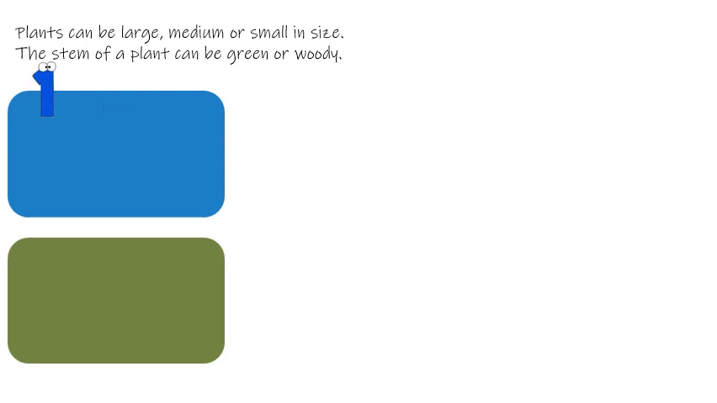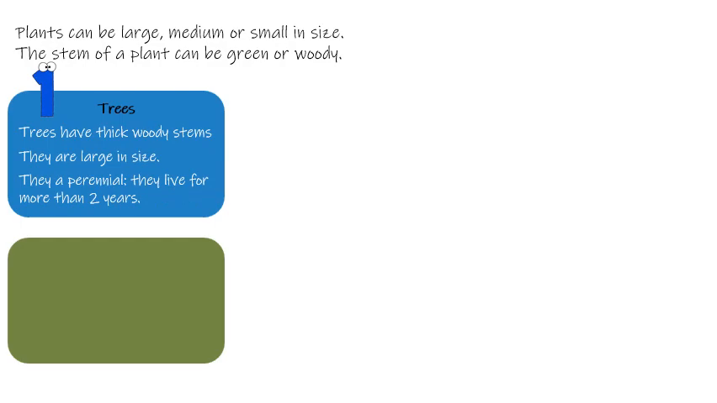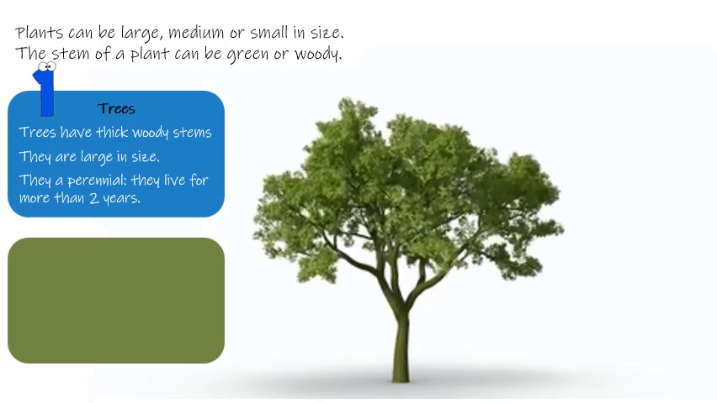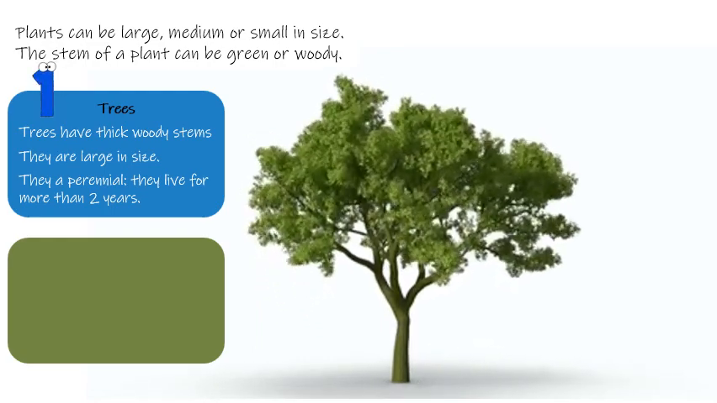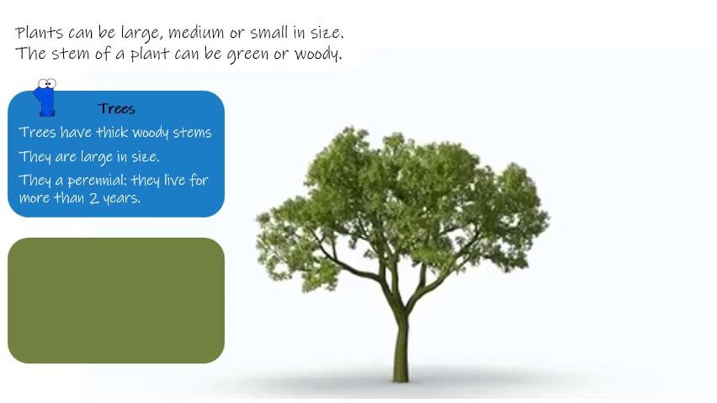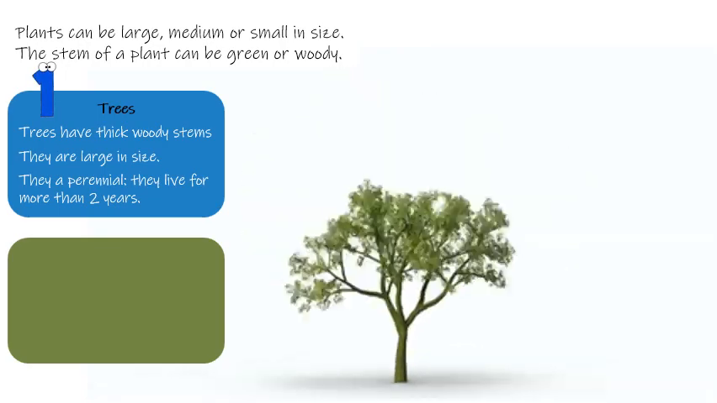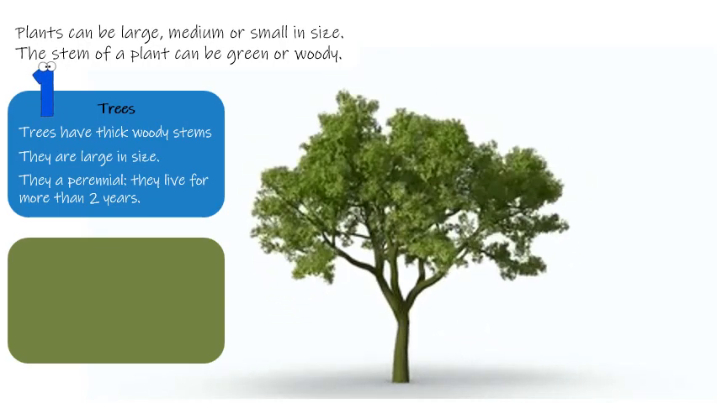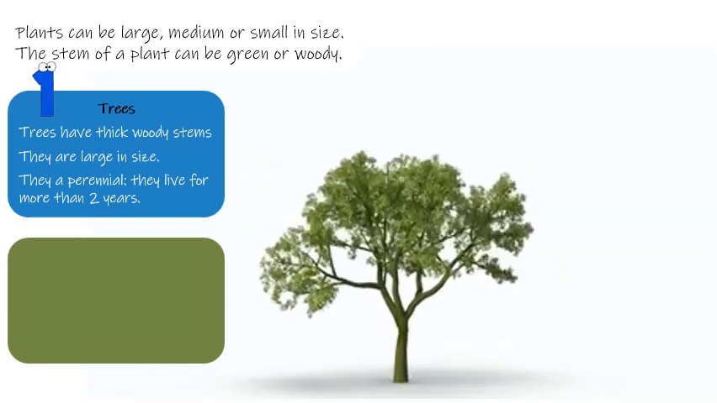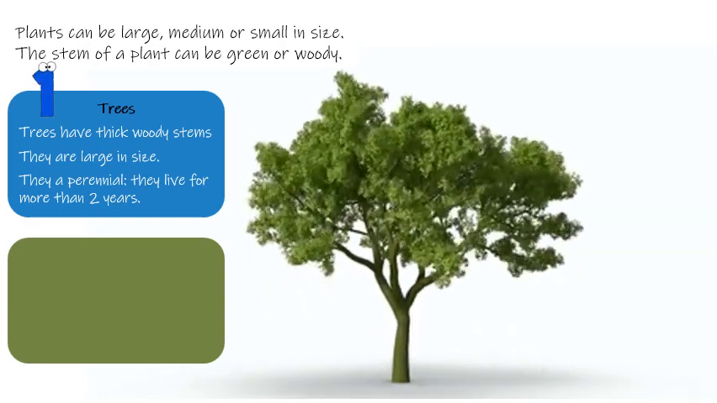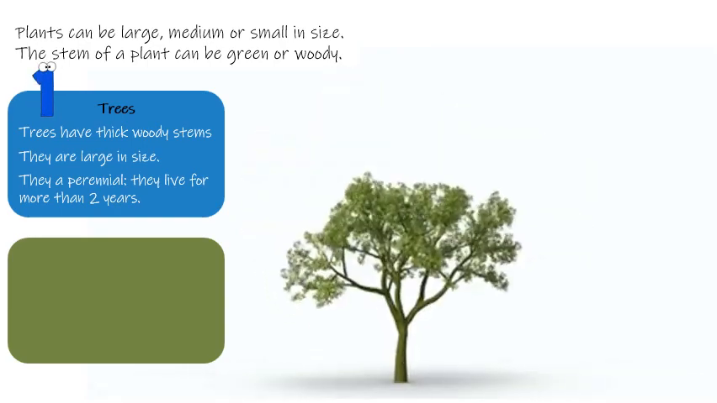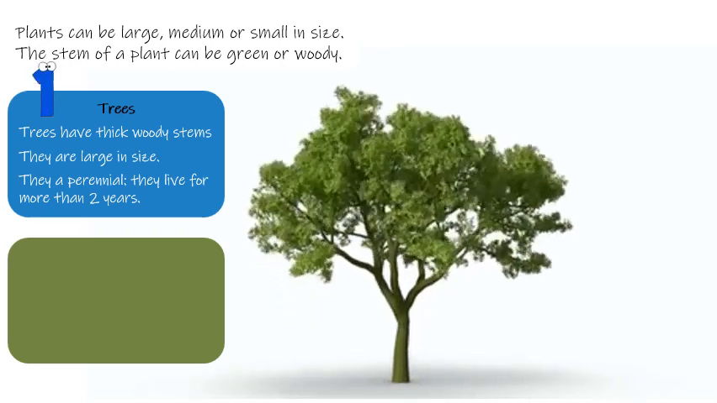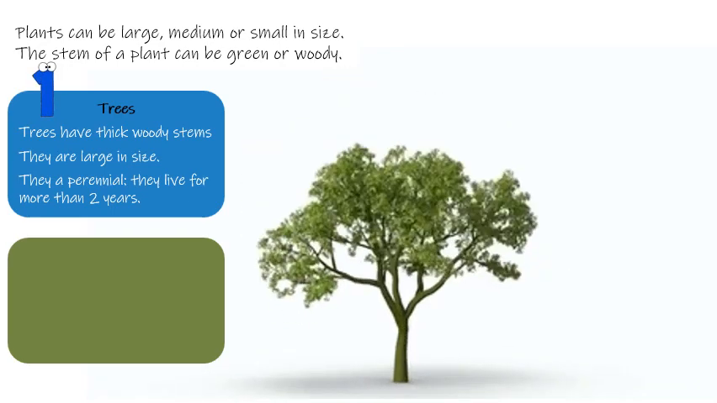First group, trees. Trees are tall and big plants with a hard and thick woody stem. The tree has one main stem that we call a trunk, which usually gives out branches and leaves. So the trees are very big in size. The lifespan of trees is very large, so they are perennial. They can live for more than 2 years. This is the first group.